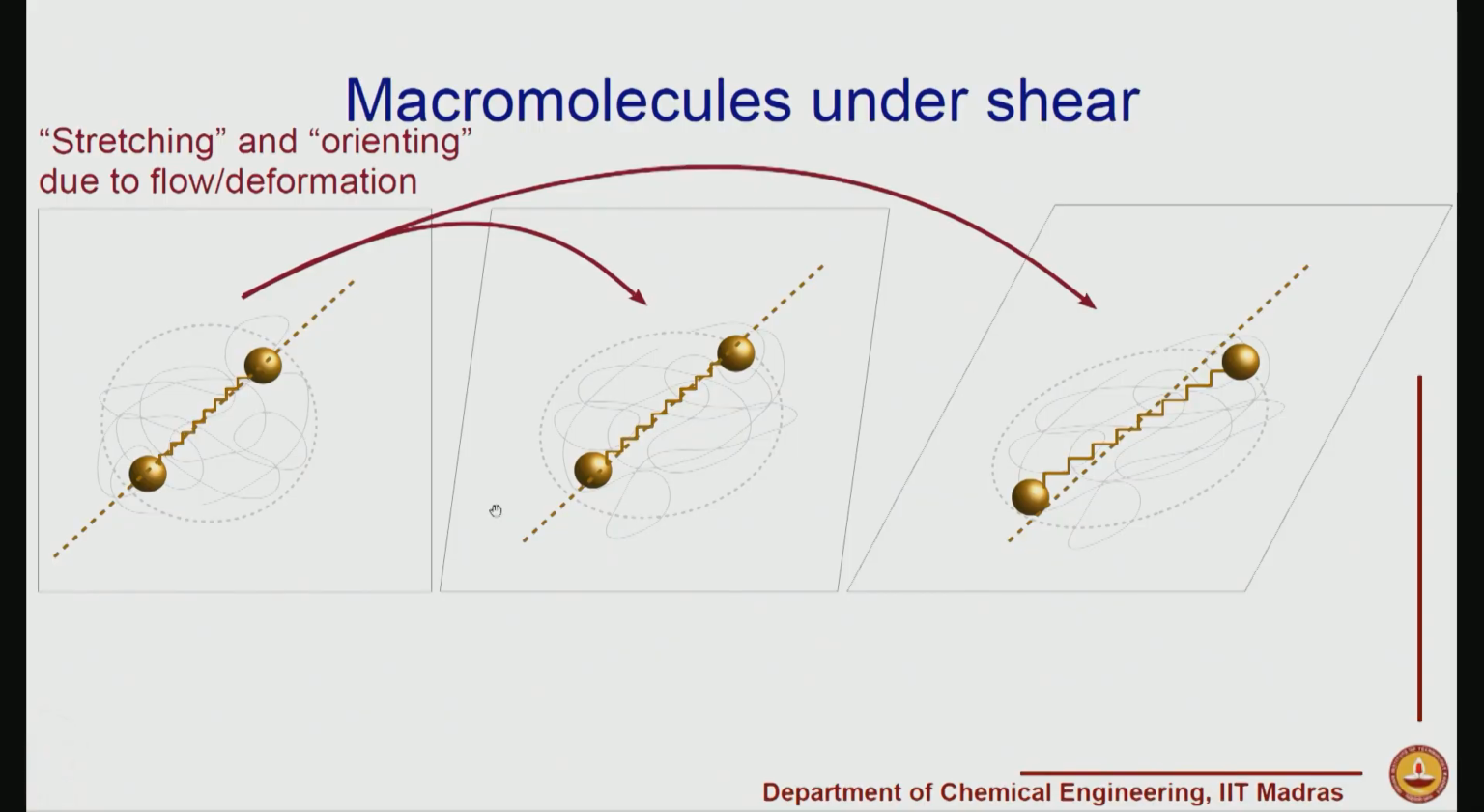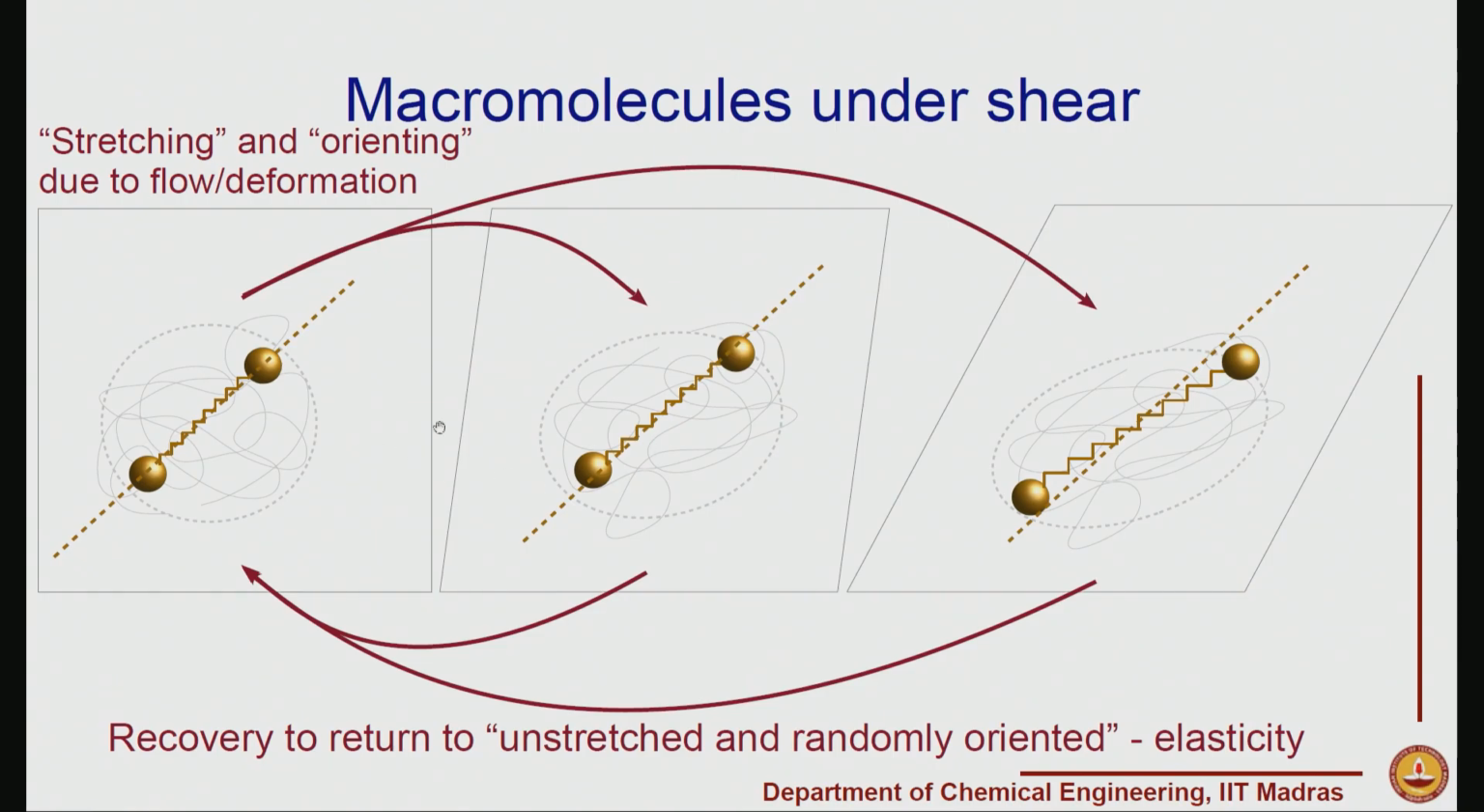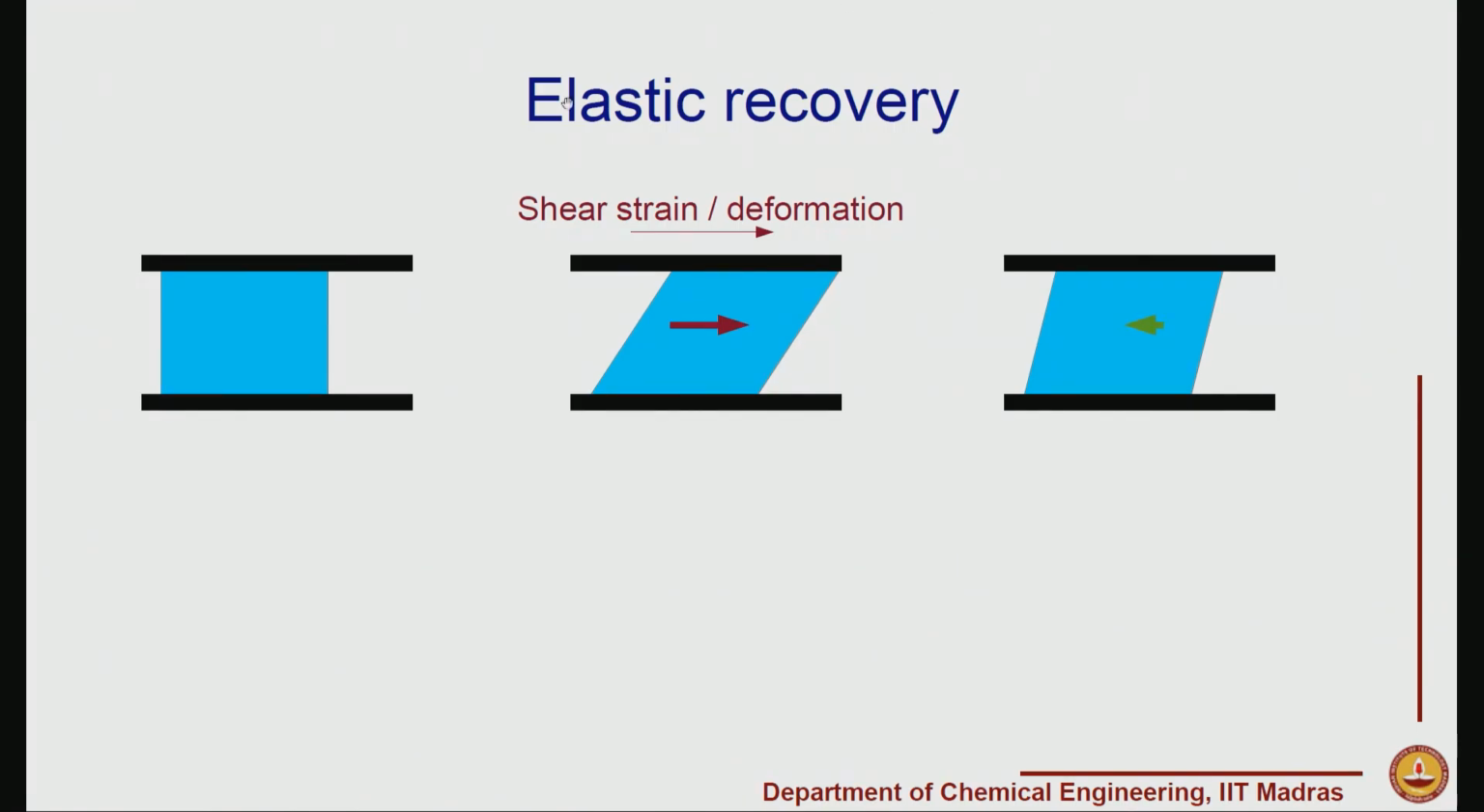Now, going further, we will look at a few additional phenomena. Just to remind ourselves, in this macromolecular picture at the mechanical analog scale, you have stretching and orientation in flow, and due to this, whenever flow is stopped, there is a tendency of the bead and dumbbell to go back to unstretched and randomly oriented states, and therefore there is always an elasticity associated with these macromolecular solutions. Now, let us look at the phenomenon of elastic recovery.